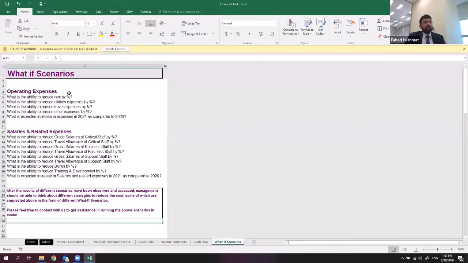And over here, we can look at certain what-if scenarios. What if we can reduce the cost of, let's say, rent or other expenses and still go ahead with the business? What impact will it have? Will it enhance our liquidity position or not? We can look at other expenses as well, and all of this can go into this model to track your financial position.